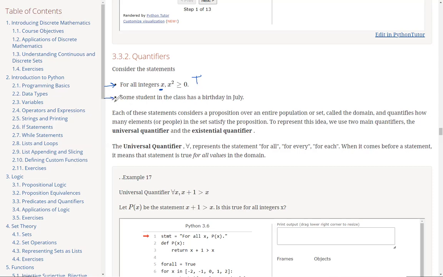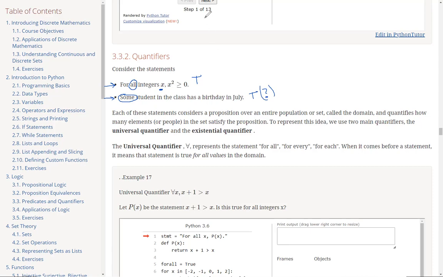x can be anything it wants to be, and x squared will be greater than or equal to 0. Now look at this second one. Some student in the class has a birthday in July. So the difference between the first bullet and the second one is I'm saying something is true for all integers, and the second one is saying something is going to be true for some student. Okay. Now this one, I don't know if this is true or false. I would guess that it's probably true, but I can't talk to you to find out. But I would guess if there's 28 people in here, chances are one of you was born in July.